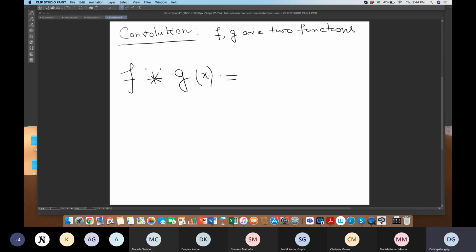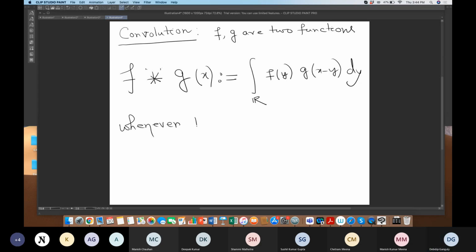I define it like this: the integral of f of y, g of x minus y. This definition makes sense whenever the integral on the right-hand side exists. Is that clear?